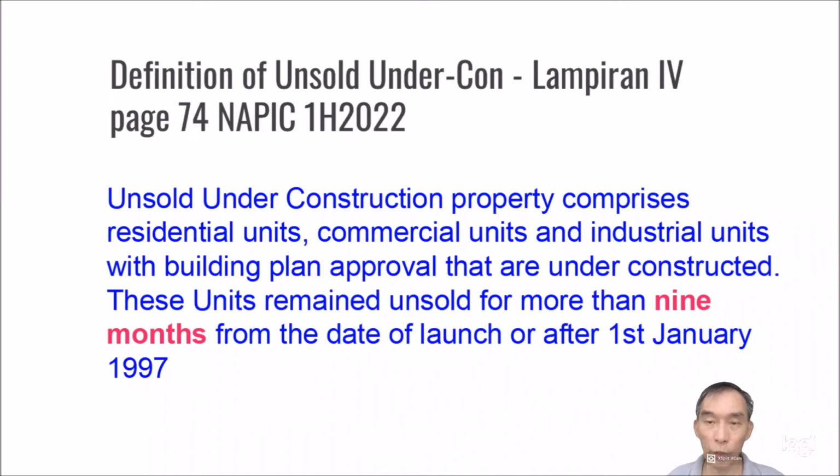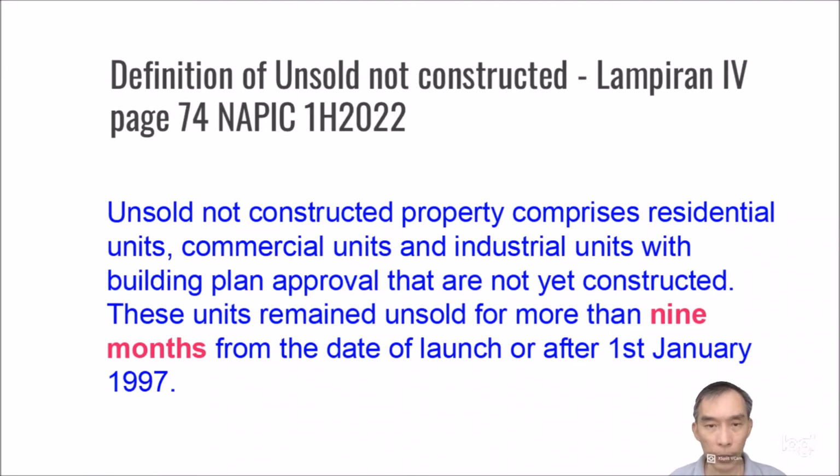Later I will show you the graph of the unsold under con units, since unsold under con units is an indicator of bad management of cash flow. Right? We have another one called the unsold not constructed. Property comprises residential units, commercial units, and industrial units with building plan approved that are not yet constructed. These units remain unsold for more than 9 months from the date of launch after the 1st January. These are types that I would say are less indicative of bad management.